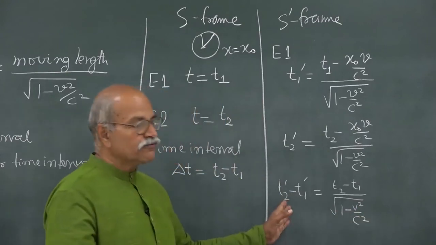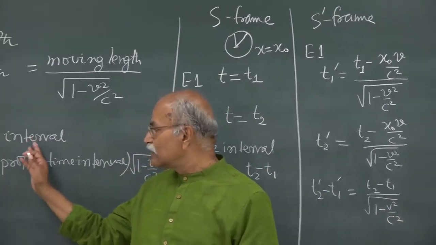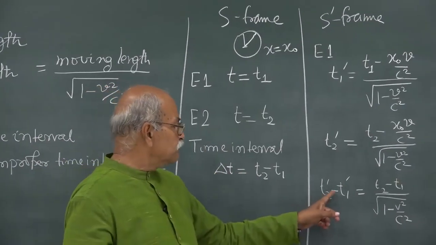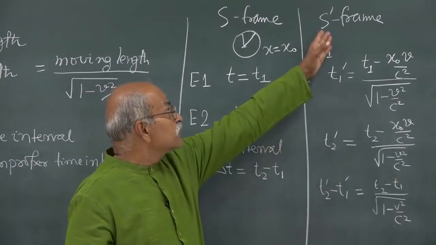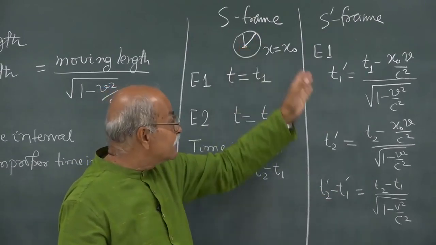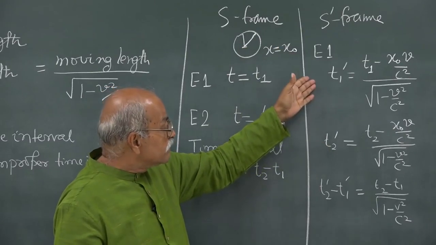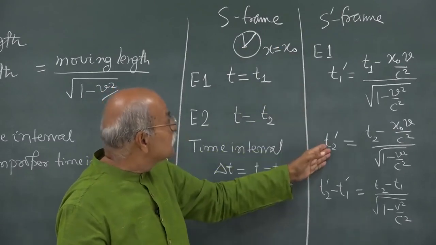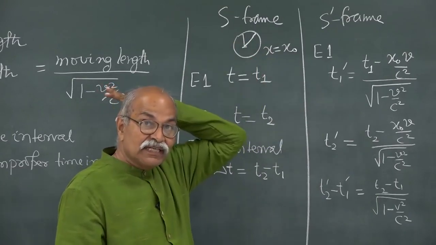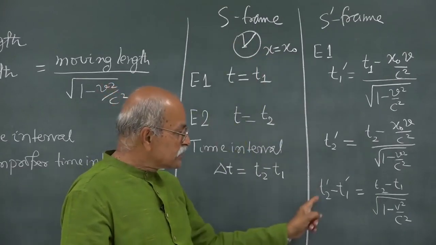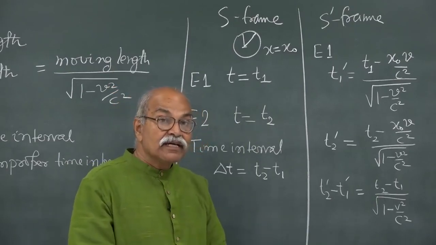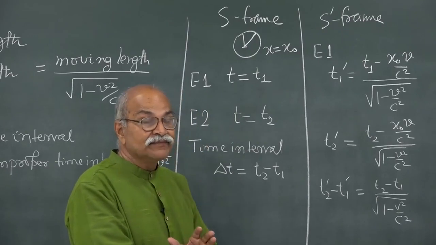Same equation that we got for improper time interval and proper time interval, because this is proper time interval and this is improper time interval. In this frame, the first event has taken place somewhere, and the second event has taken place at a later time. So, this clock must have moved to some other place, and therefore, improper.